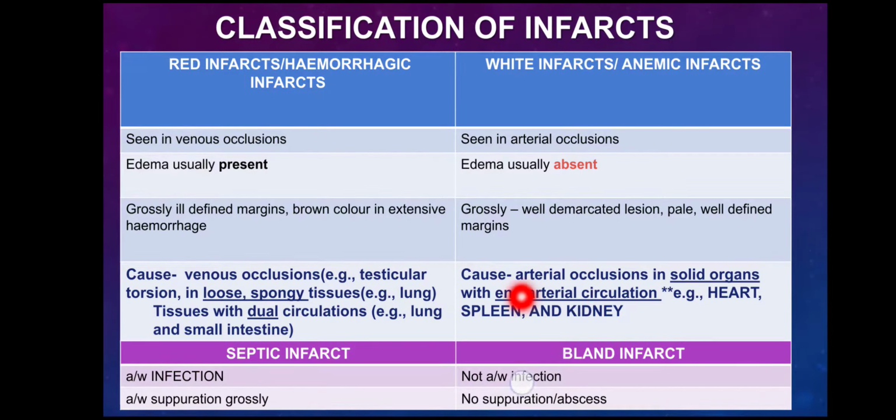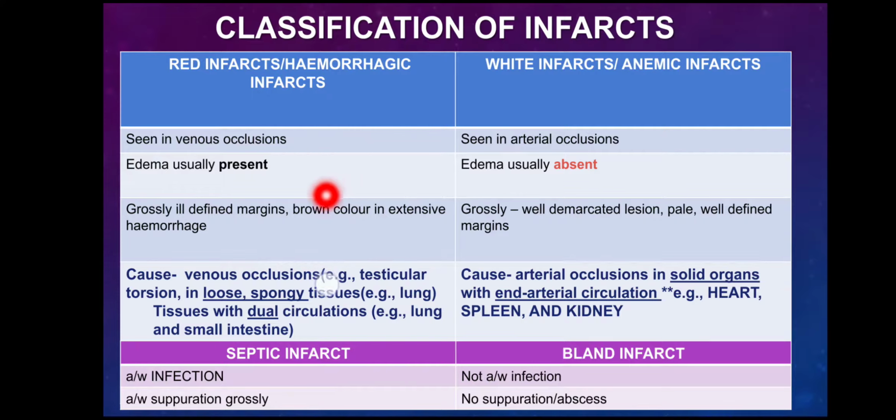And white infarcts are seen in solid organs which have an arterial blood supply, like heart, spleen and kidney. If that artery is occluded, it will lead to compromised blood flow to the whole organ and the formation of a white infarct or anemic infarct. It is called anemic infarct because there is less blood in the organ, while in the hemorrhagic infarct, since there is venous occlusion, there will be more blood.